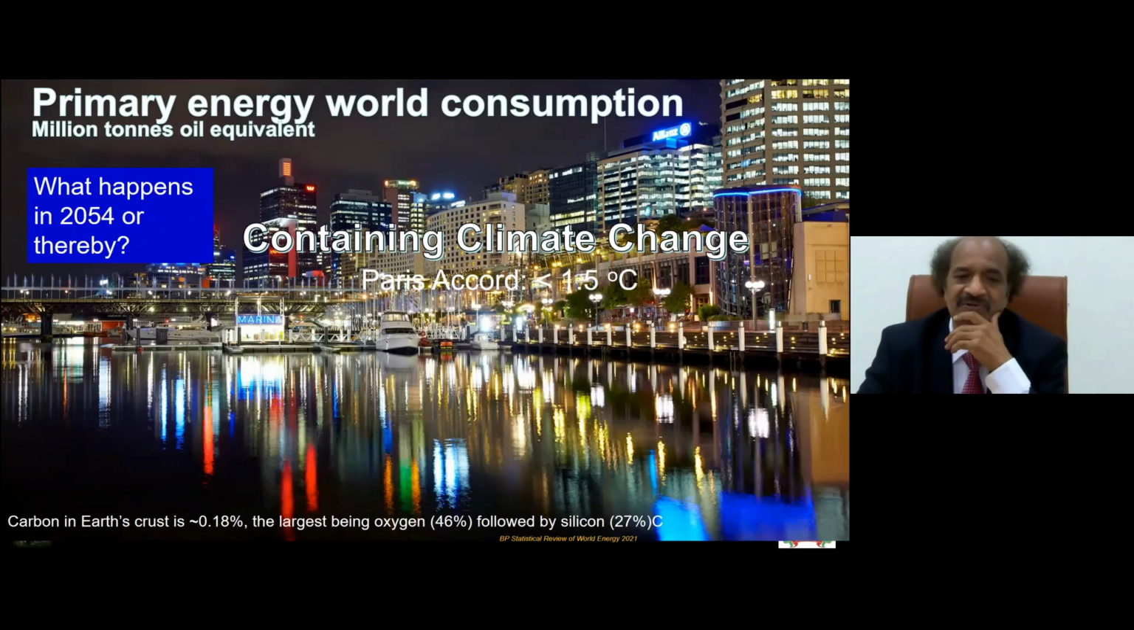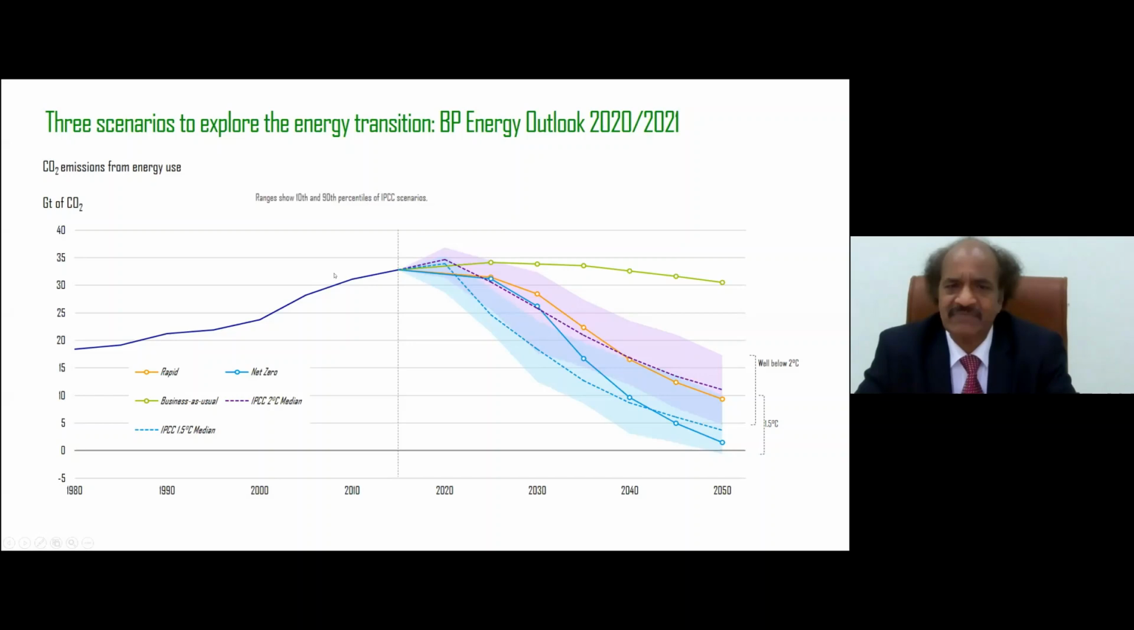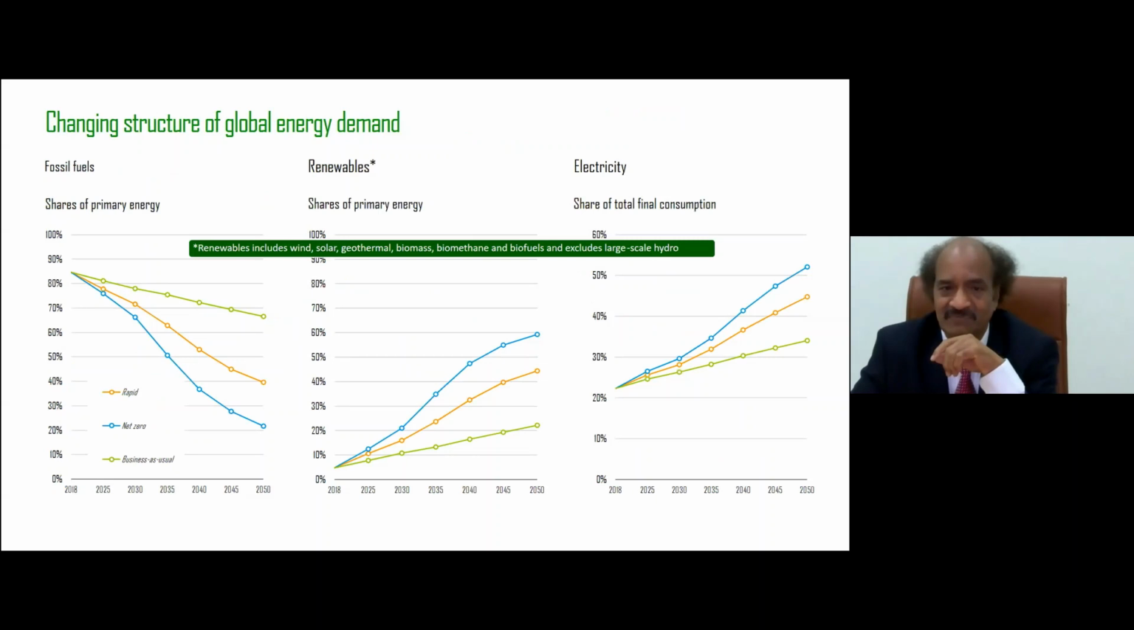If you look at carbon dioxide emissions, typically they are about 35 gigatons. And we are talking about 2 degrees and 1.5 degrees C. That means we have to have a dramatic reduction in carbon dioxide emissions, and we have to come to something like 10 gigatons. That means 25 gigatons of carbon dioxide has to be cut. That means we go to solar energy, wind energy, geothermal and whatnot, or nuclear or hydro. We have to reduce the carbon dioxide emissions. Or even if there is carbon dioxide, it has to be converted into something valuable. So the contribution of the renewables is going up.